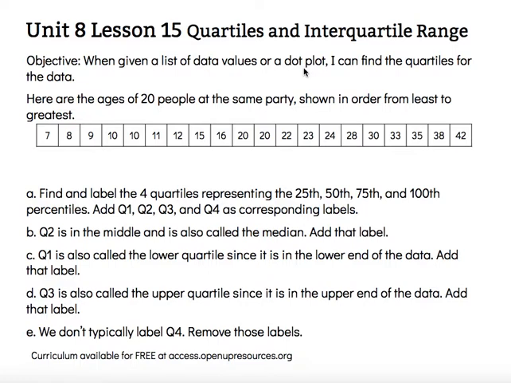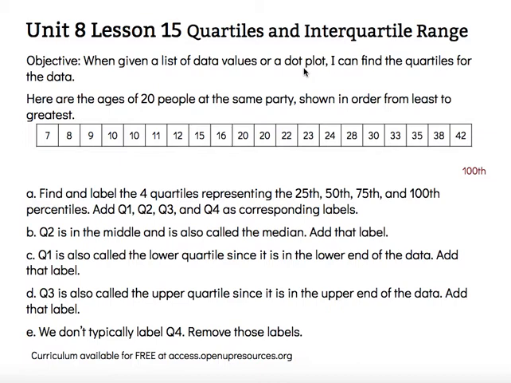It says here are the ages of 20 people at the same party shown in order from least to greatest. So the people at the party range from age 7 to 42. Letter A says find and label the 4 quartiles representing the 25th, 50th, 75th, and 100th percentiles. Well, 100% of the data would be all of the data, so I'm going to first start by indicating that 100th percentile would be at the very end of our data.